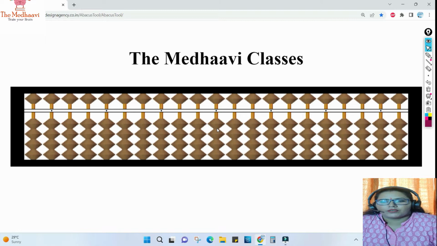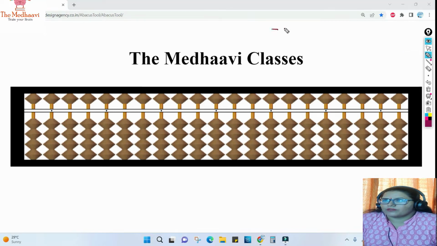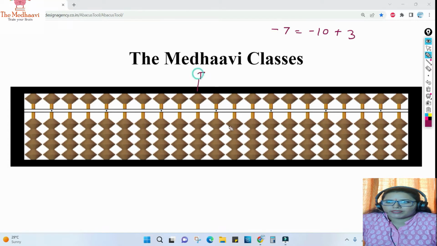In our last class we learnt about the negative component for minus 7. We learned that if you need to subtract 7 and you do not have proper beads available, then what you can do. Let's quickly revise that. The formula for minus 7 was minus 10 plus 3. So you need to move one bead from the tens place and add 3 beads on the unit place. This we have learned.